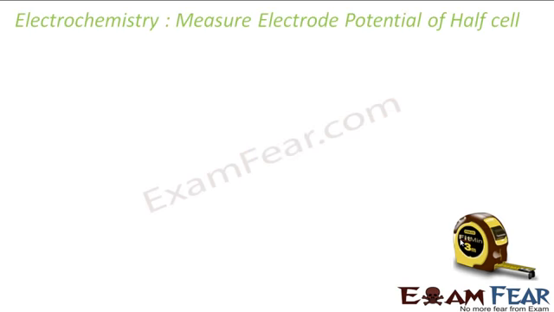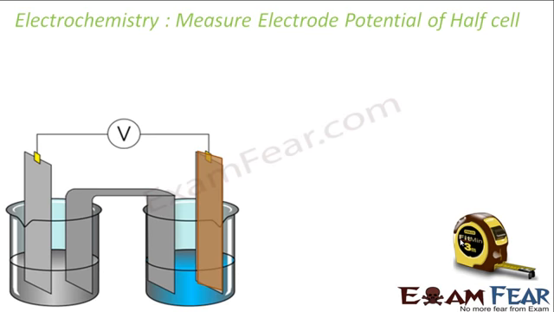Let's measure the electrode potential of the half cell. This is a measuring device. Obviously we don't want to use this measuring device, but here we'll try to measure the electrode potential of half cell. The sad news is that we cannot measure the potential of an individual half cell. That means we can only measure the difference, and that is nothing but EMF.